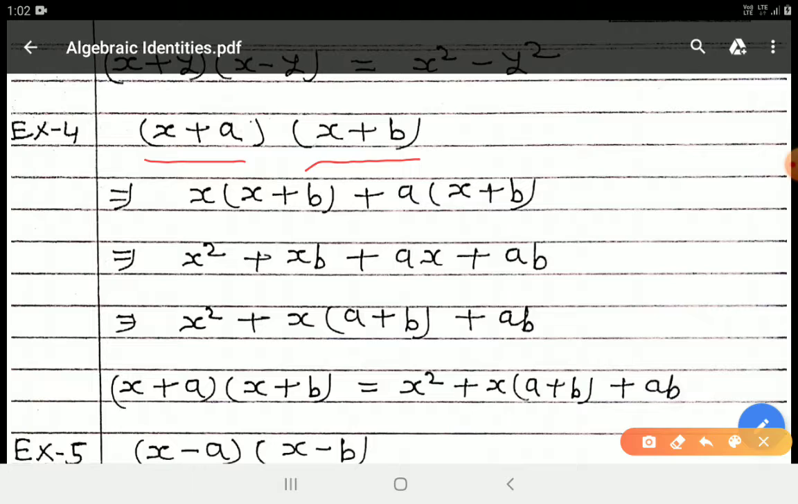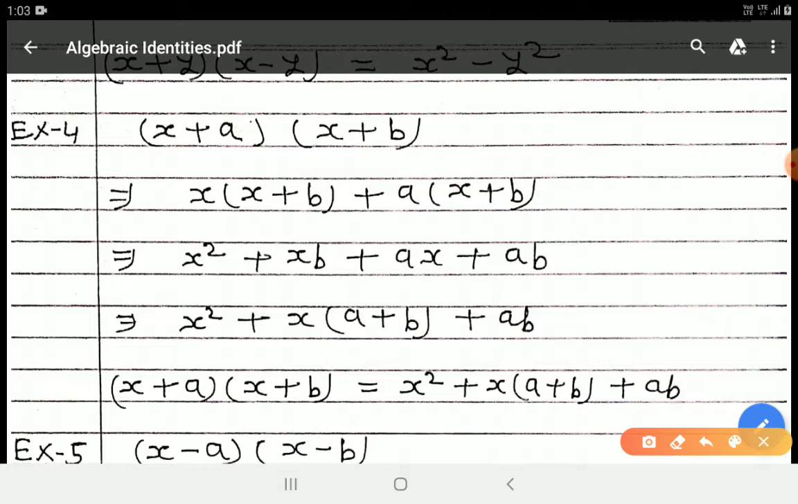First you take the first term of the first one, x, and multiply it with the second expression x plus b, then take the a and multiply it with x plus b. Now you multiply it: x into x is x square, x into b is xb. You can write bx also, no problem. A into x is ax, a into b is ab. Now see here, there is no like term, so we can't add or subtract.